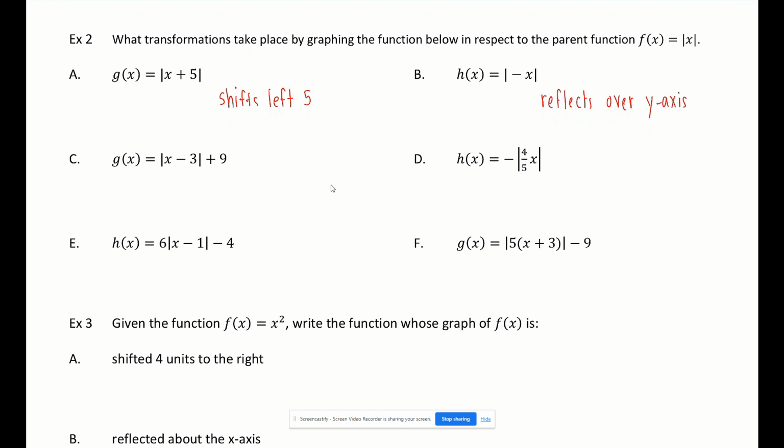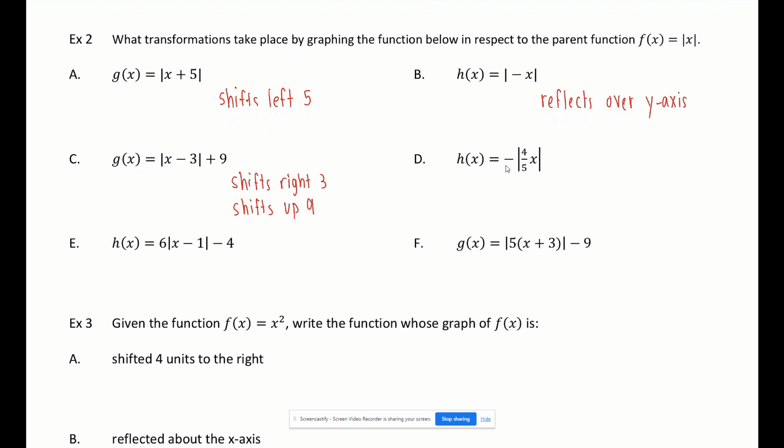Okay, look at C. This has got a couple things going on, right? It's subtracting 3 inside. Inside, that's horizontal shift. It looks negative, so that means it's actually a positive 3 horizontal shift. That means it shifts which way? Right 3. But it also has this plus 9. Where? Outside. Outside's vertical. What else do we know about vertical shift? It is what it is. So that's a positive 9 vertical shift. That's a shift up 9.